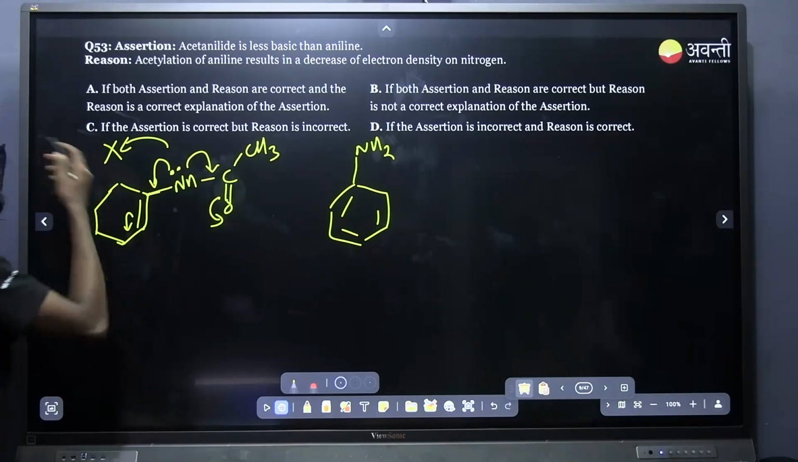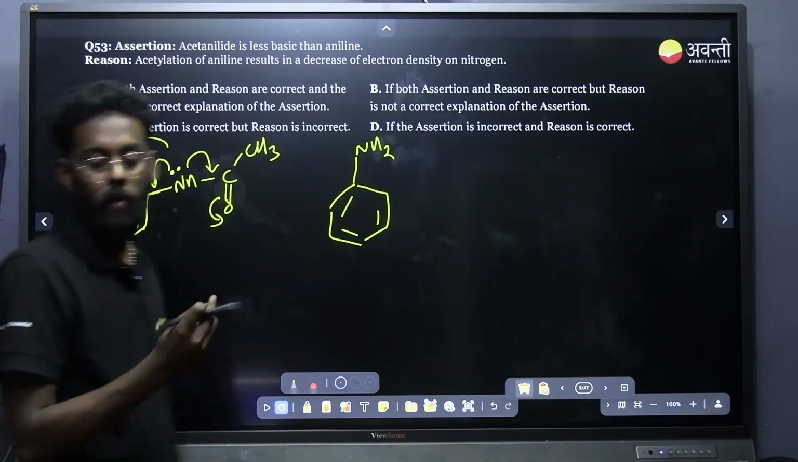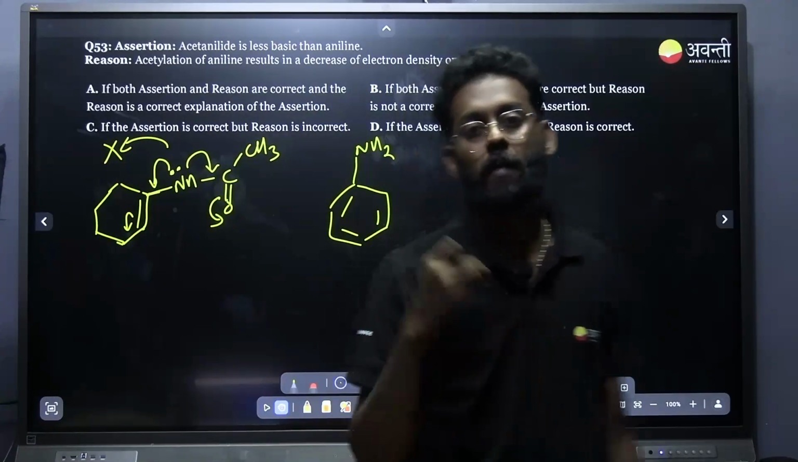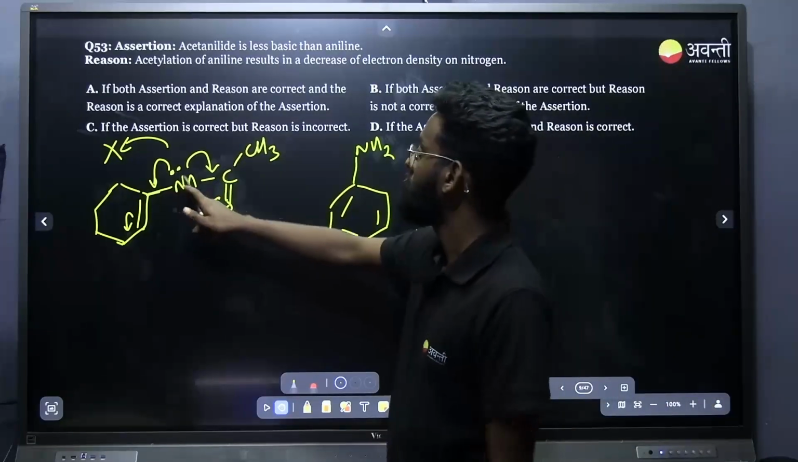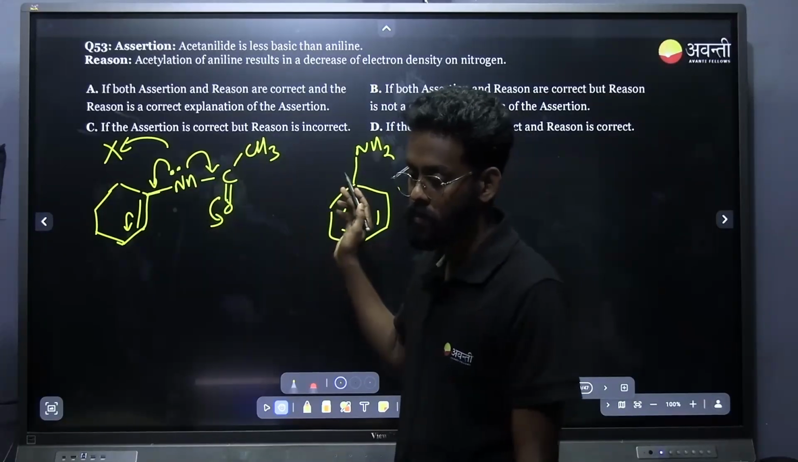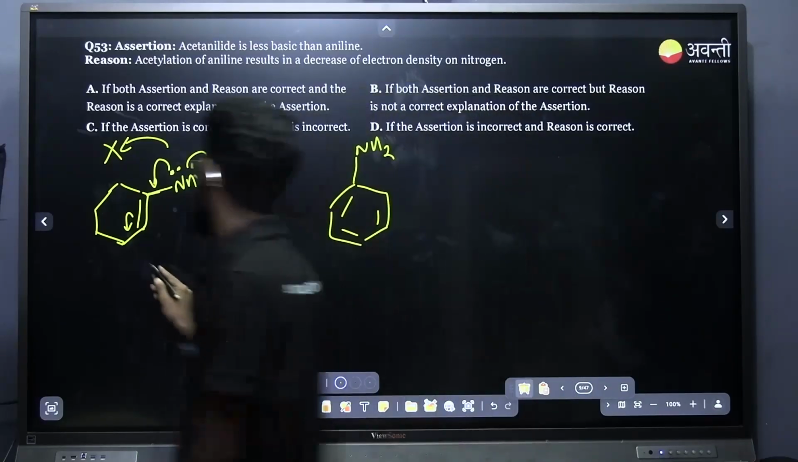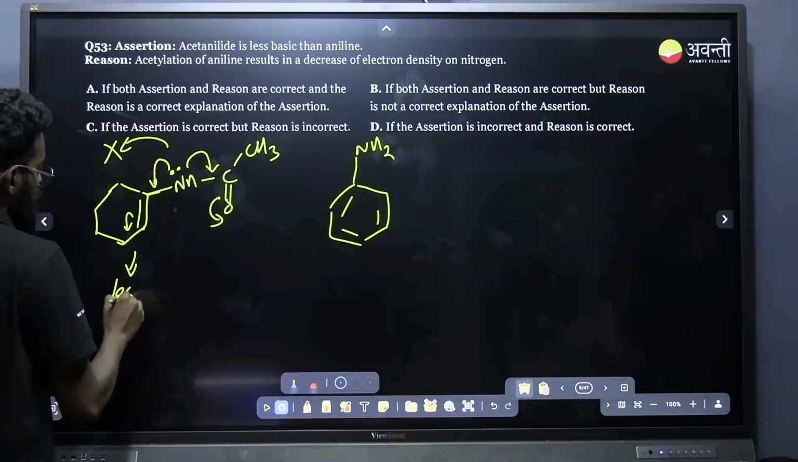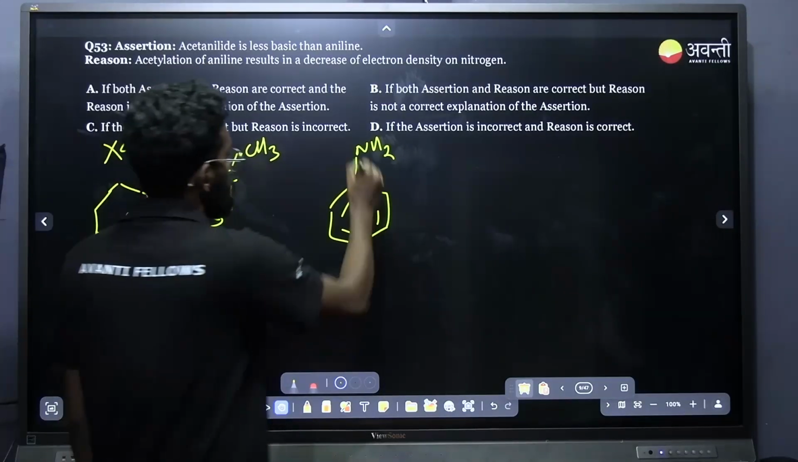If the lone pair is not easily available for donation, then it is less basic. Basicity is all about how easily a lone pair can be donated, and here you can see the lone pair of nitrogen is involved in the cross conjugation, in which it won't be available for donation. Which means this is less basic. Now what about NH2?